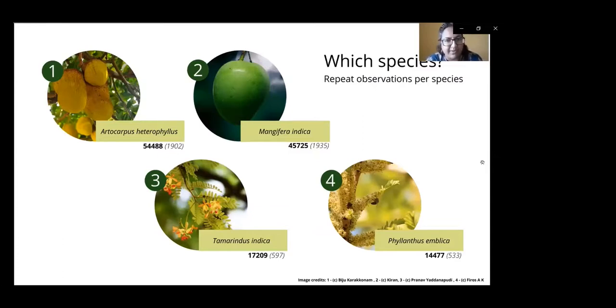The second most popular species is Mangifera indica, or mango, again a very beloved summer fruit. The third and the fourth species are Tamarindus indica and Phyllanthus indica, both also species that are used in cuisine as well as for medicine. So Artocarpus heterophyllus at present has more than 50,000 observations across the past 6 years.